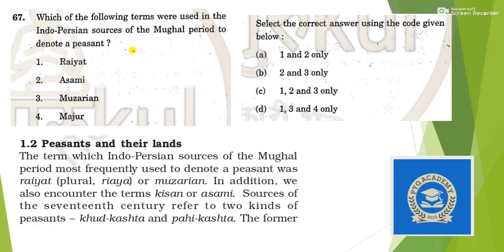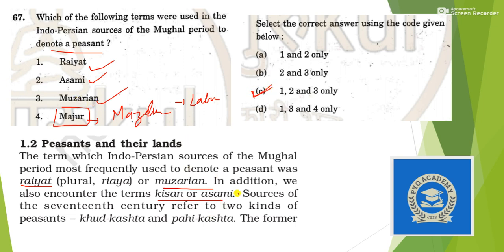Okay. Next. Which one of the following terms were used in the Indo-Persian sources of Mughal period to denote a peasant? Again a direct question. The terms which Indo-Persian sources of Mughal period most frequently used to denote peasants were Riyat, Muzarian, Kisan or Asami. So Riyat, Asami, Muzarian, this is true. 1, 2, 3. Then next is 4. So Mazur, you can simply take a guess. Mazur here means Majdur, which we call today Mazdur, or labor. So this is not for a peasant. So answer is option C.